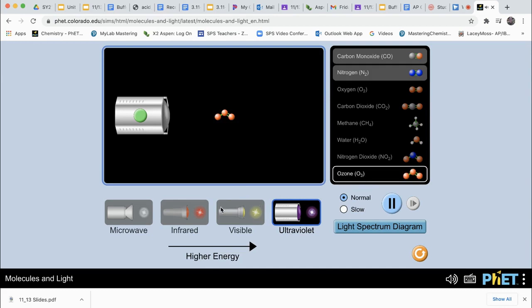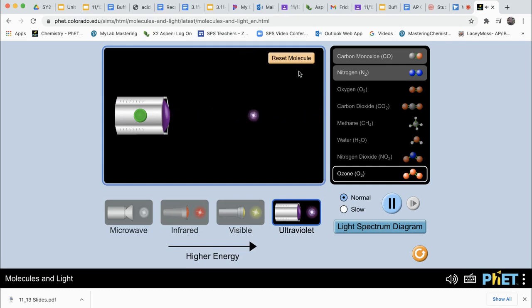Let's go to ozone here. So if we shoot microwaves at ozone, oh, in fact, it broke apart. Okay, so let's shoot some infrared radiation. Again, we see some vibrations happening. Okay, so ozone is a polar molecule again. It can interact with both microwaves and infrared light. With visible light, again, nothing happens. Ozone is not colored. It will not absorb visible light.